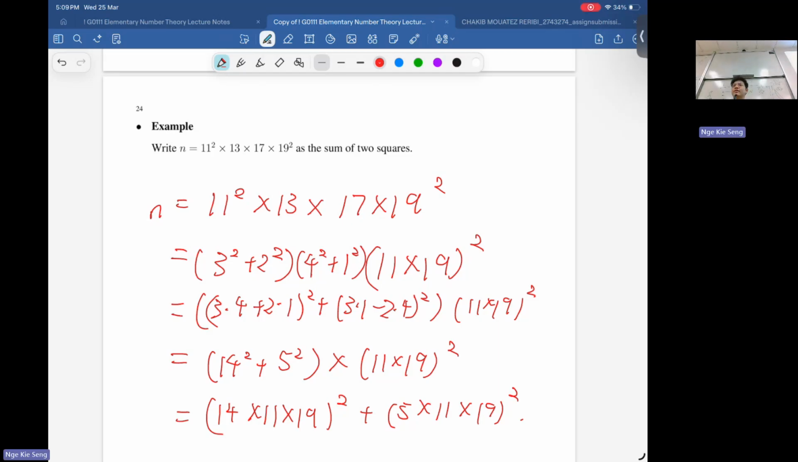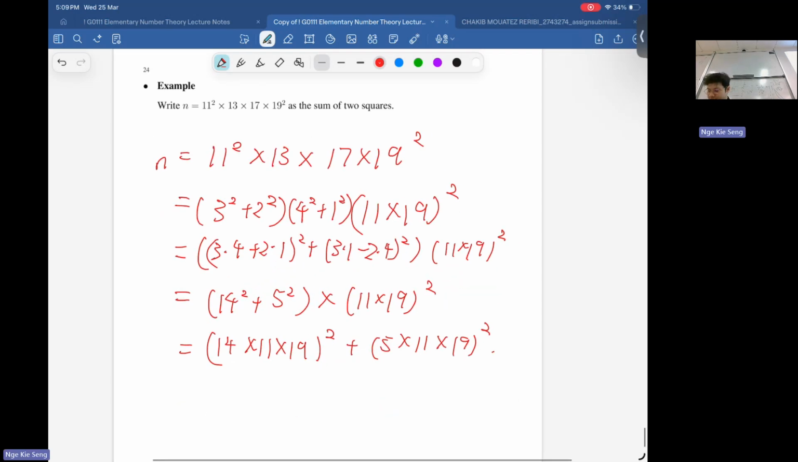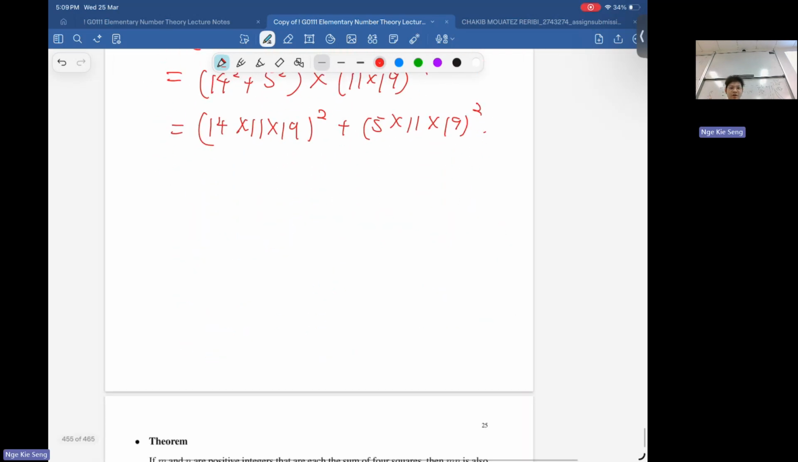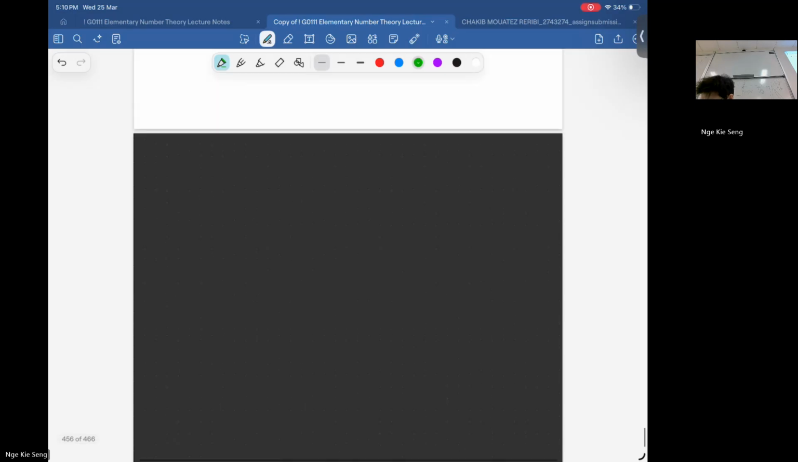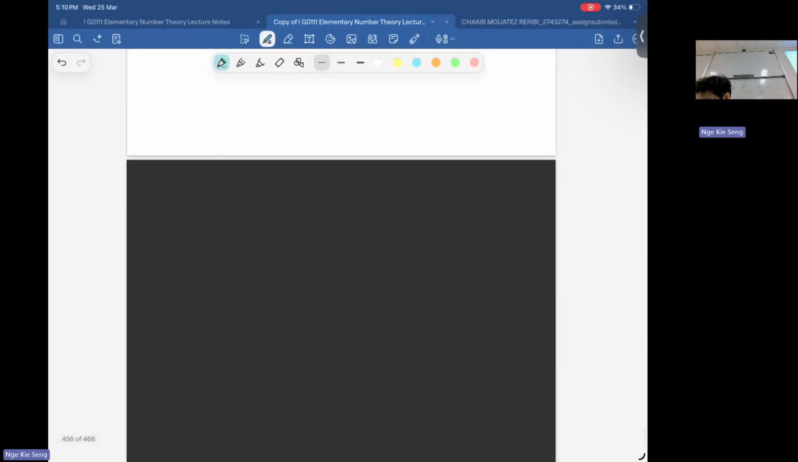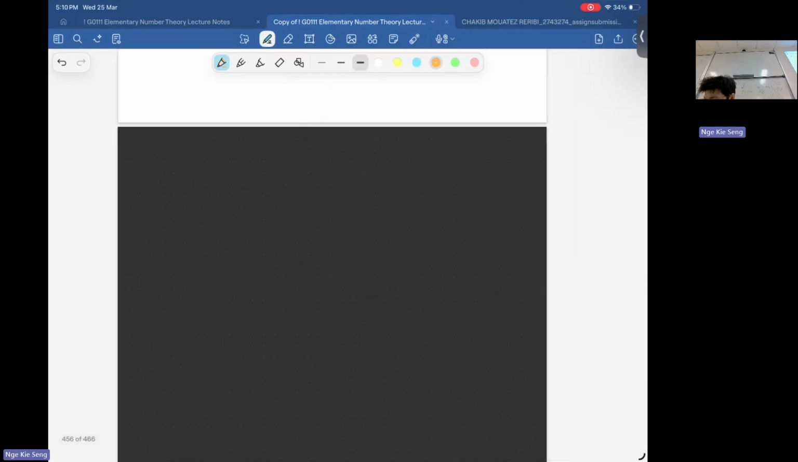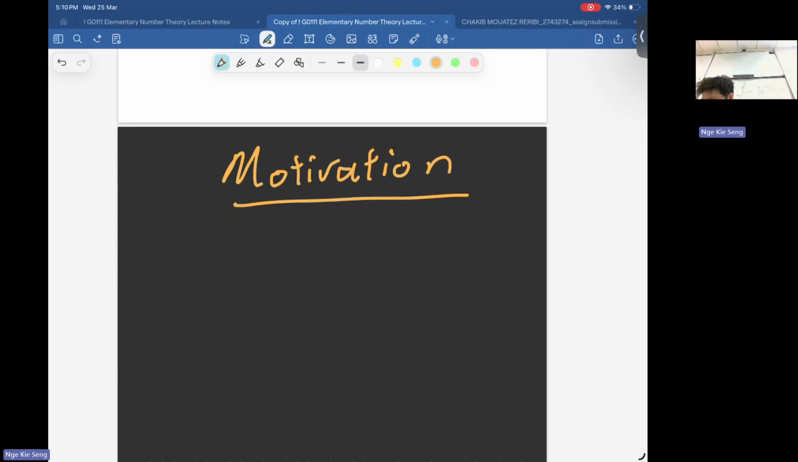Before we leave sum of two squares, the next thing we're going to do is sum of 3 squares. No, not sum of 3 squares, sum of 4 squares, because sum of 3 squares is not nice. Let me show you first why sum of 3 squares is not nice. Let's do some motivation. So maybe a natural question to ask is, can we do sum of 3 squares? Is it possible?